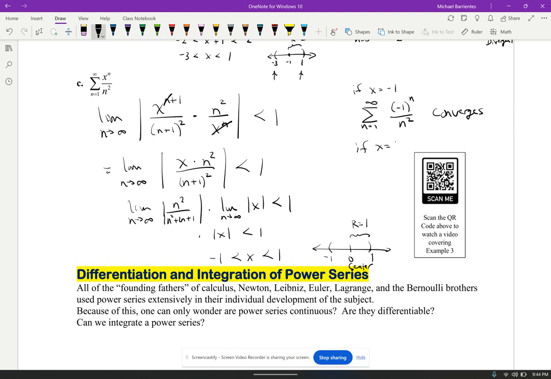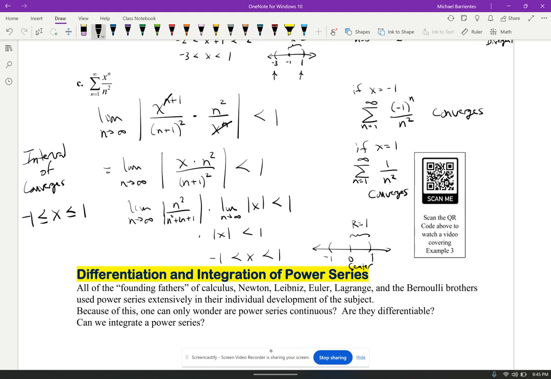And then what if x equals 1? Well, that would be sigma of 1 to the n over n squared. Well, 1 to the n is just 1. And when I look at this, oh, this is a p-series where p equals 2. And if p equals 2, that's bigger than 1. That's going to converge as well. So both endpoints produce a convergent series. So therefore, my interval of convergence is negative 1 less than or equal to x less than or equal to 1.